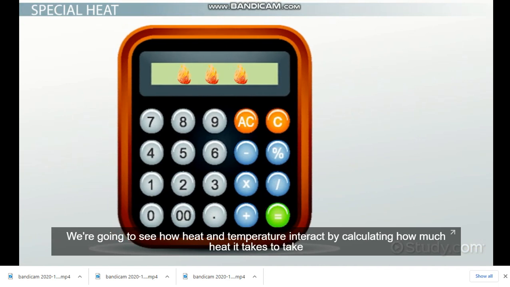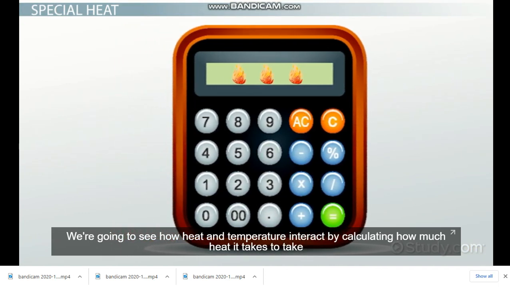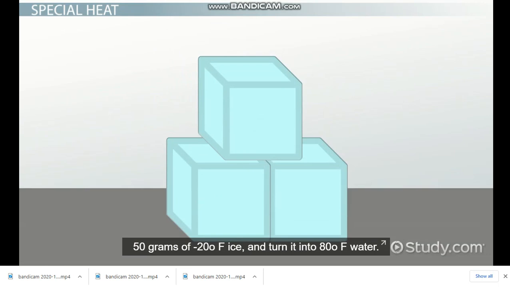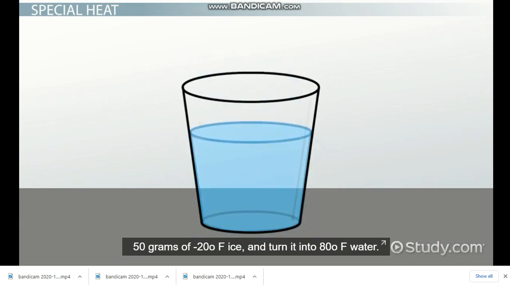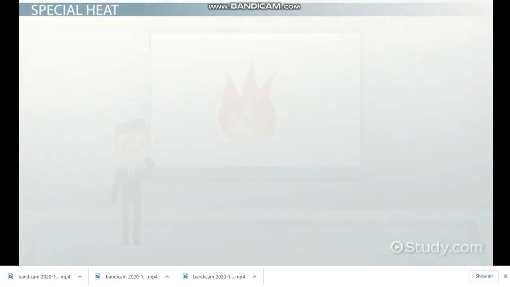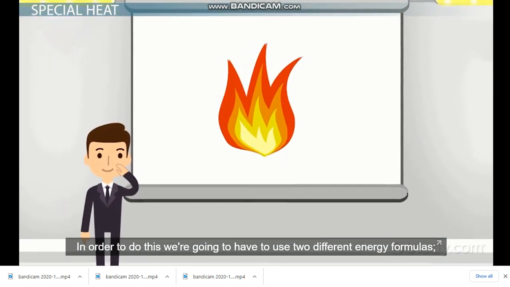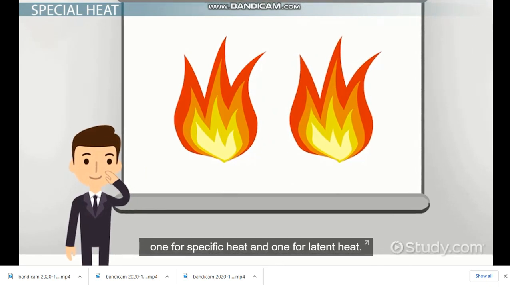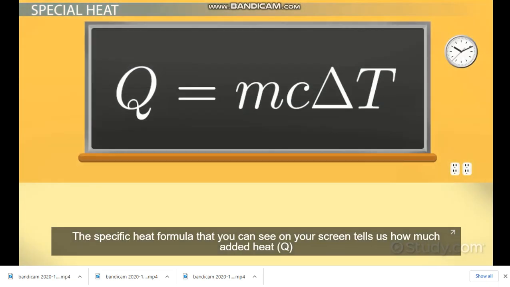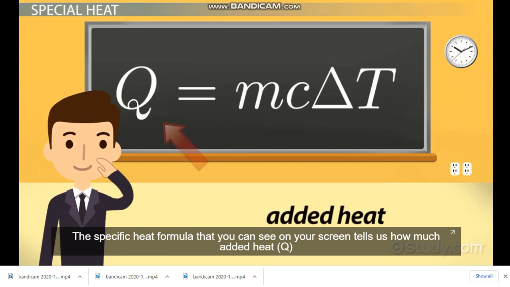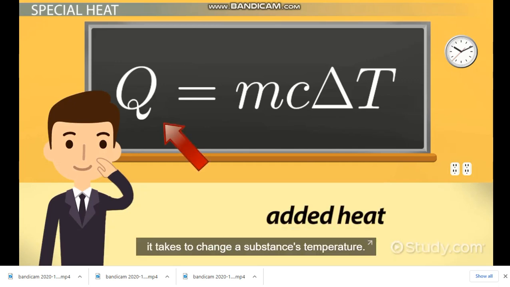We're going to see how heat and temperature interact by calculating how much heat it takes to take 50 grams of negative 20 degree Fahrenheit ice and turn it into 80 degree Fahrenheit water. In order to do this, we're going to have to use two different energy formulas, one for specific heat and one for latent heat. The specific heat formula that you can see on your screen tells us how much added heat, represented by Q, it takes to change a substance's temperature.